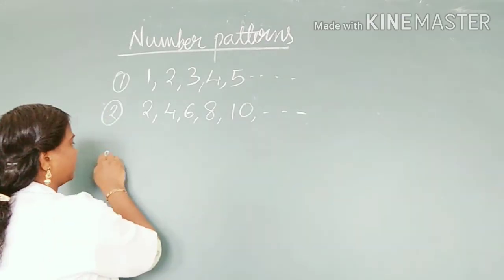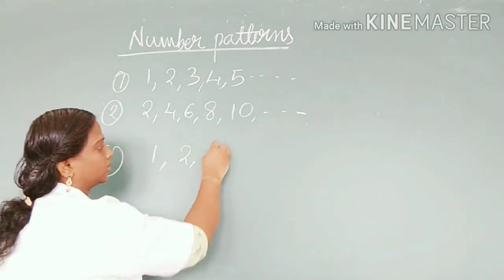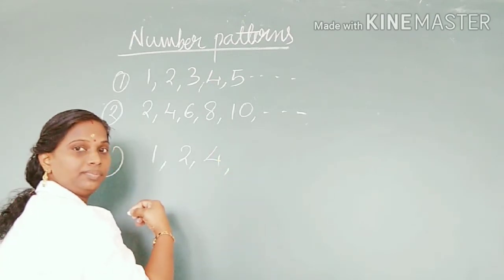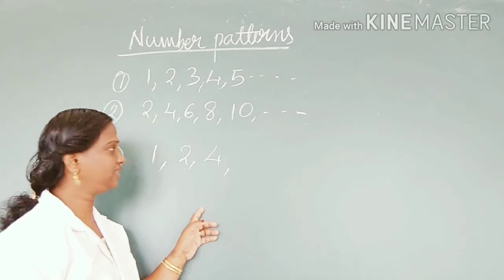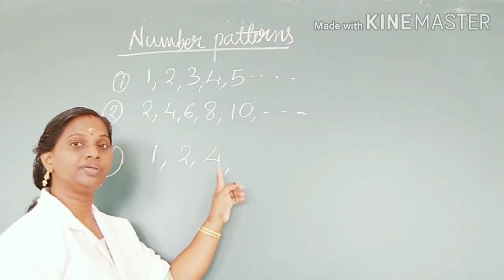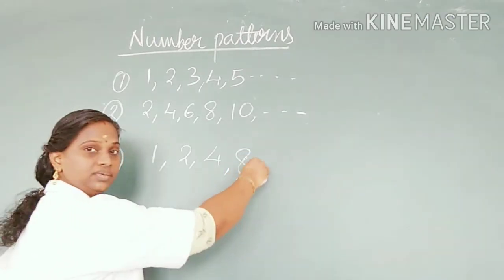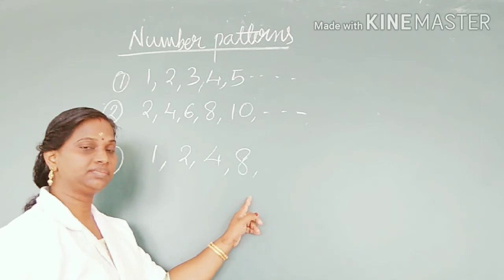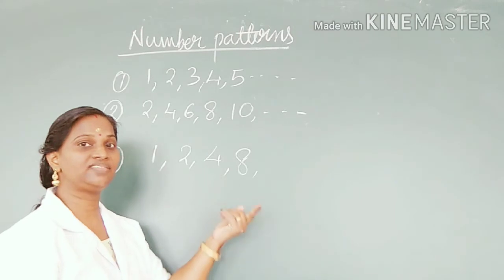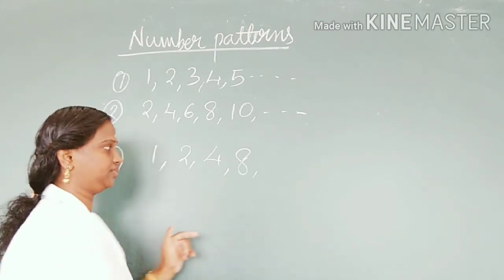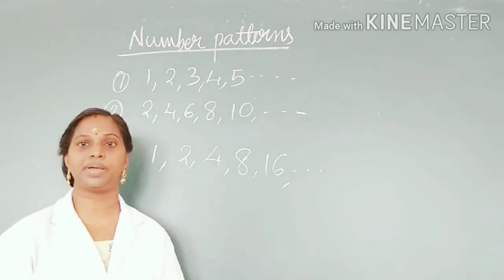Clear? Then one more example. 1, 2, 4. Can you say which one is the next number? What will come next? Here 1, 2, 4. What is the next number? Yes, the next number is 8. How do we get this 8? Do you know how we get it? 4 plus 4 is 8. Now what is next? 8 plus 8, that is 16. So this is another example of a number pattern.